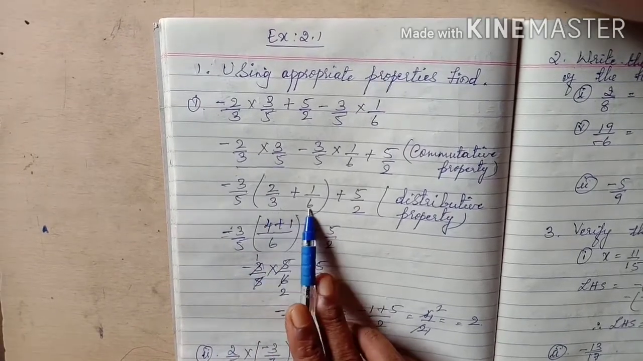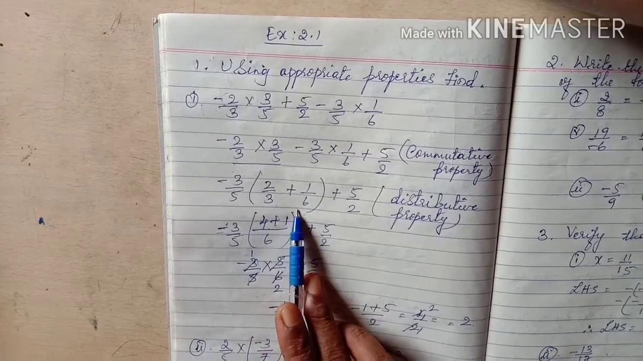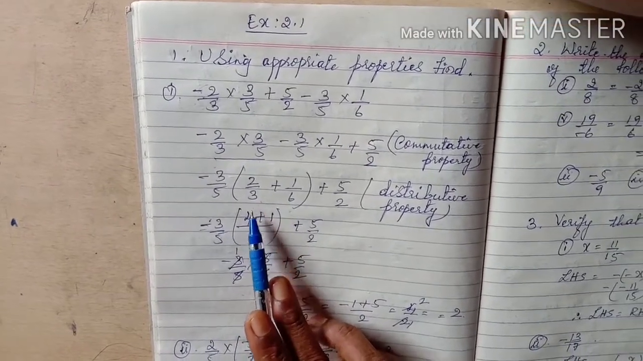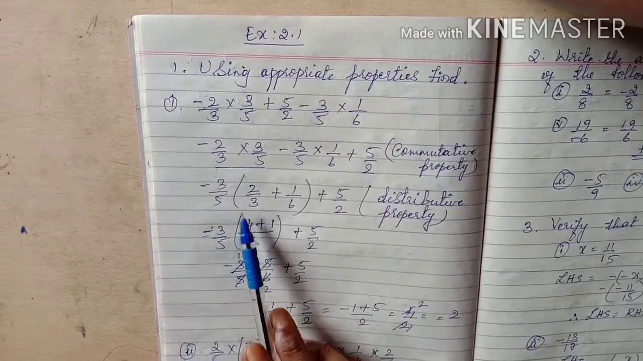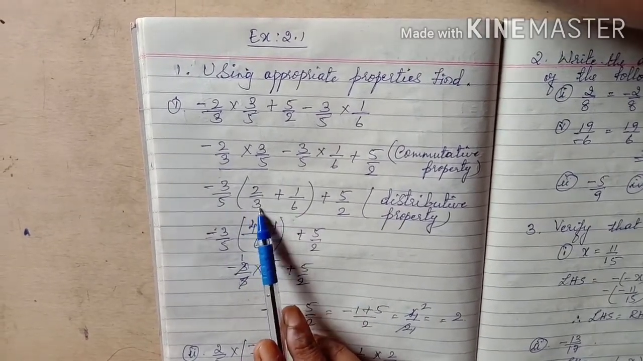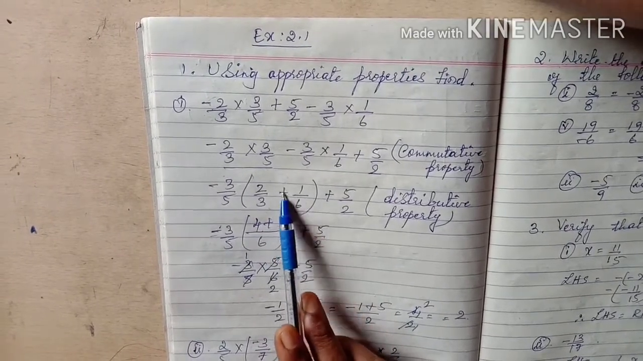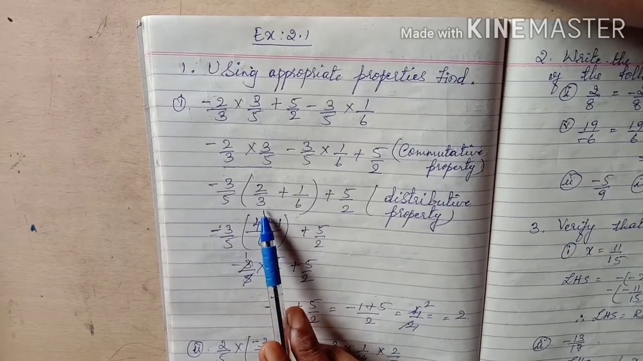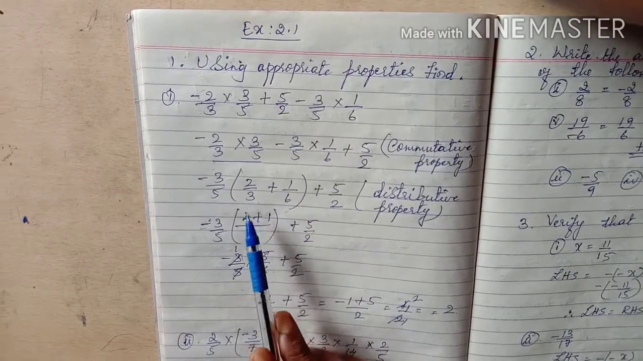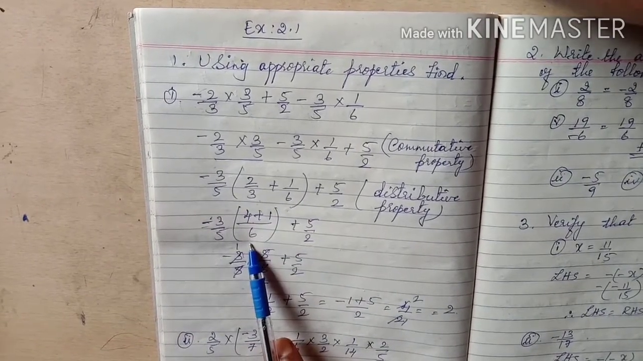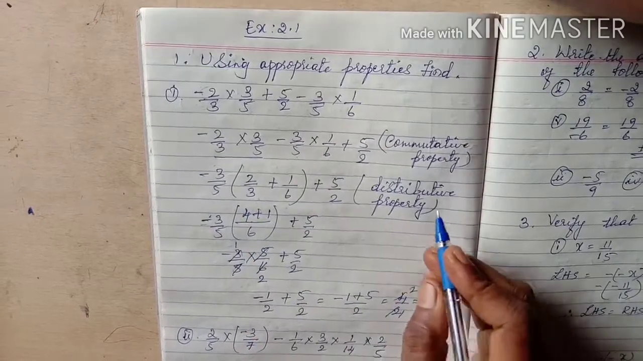Now we have to find the LCM of this. What is the LCM of 3 and 6? Why do we have to find the LCM, children? Just listen here. The denominators are different, yes or no? Since the denominators are different and between these two rational numbers we have a plus sign, we have to take the LCM of 3 and 6. What is the LCM of 3 and 6? 6. Yes or no, children? How did you get it?